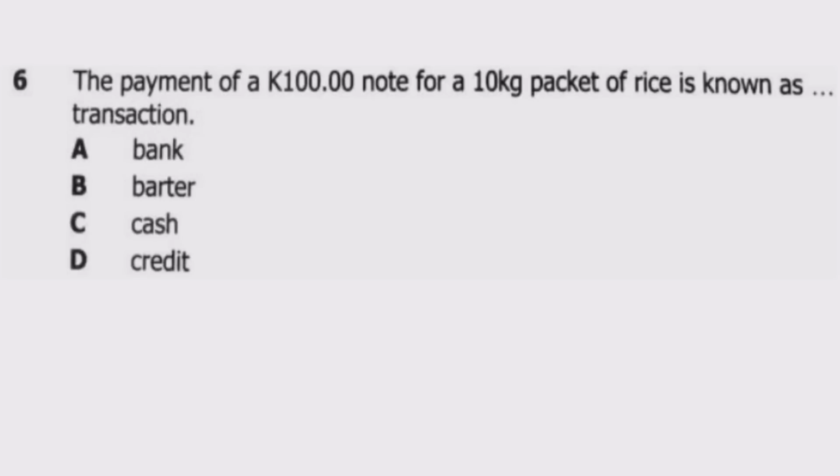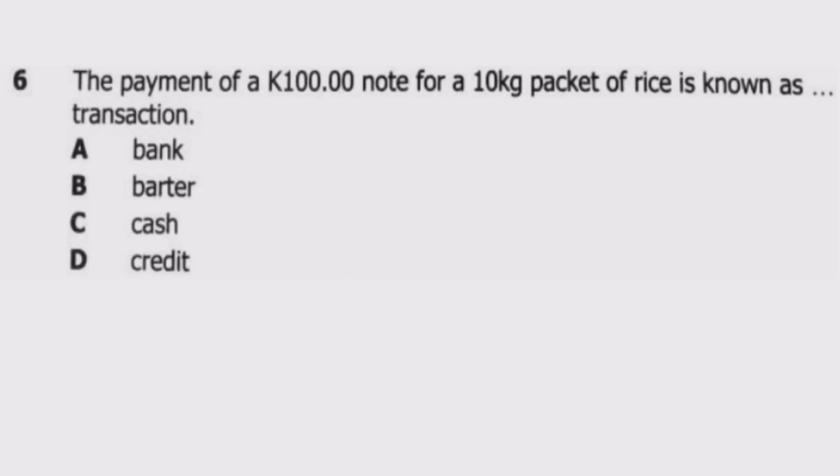Question 6 is as follows. The payment of a 100 kwacha note for a 10 kg packet of rice is known as dash transaction. A, bank transaction, B, barter transaction, C, cash transaction, D, credit transaction.